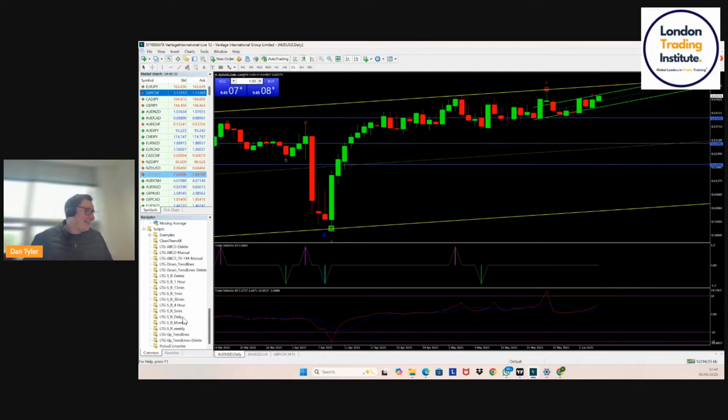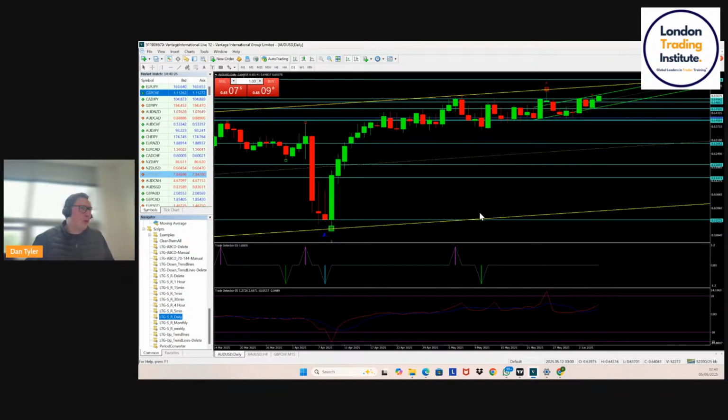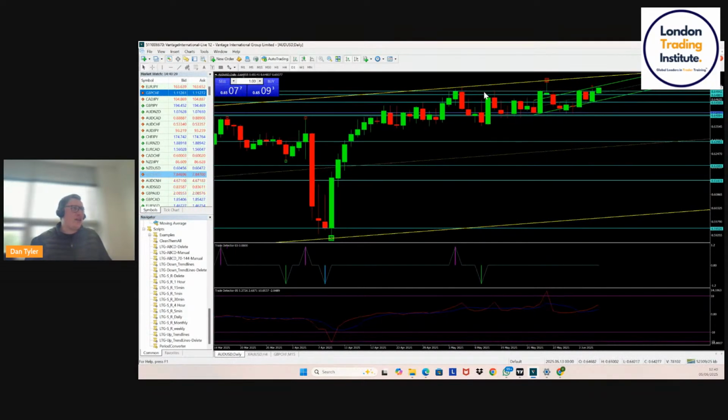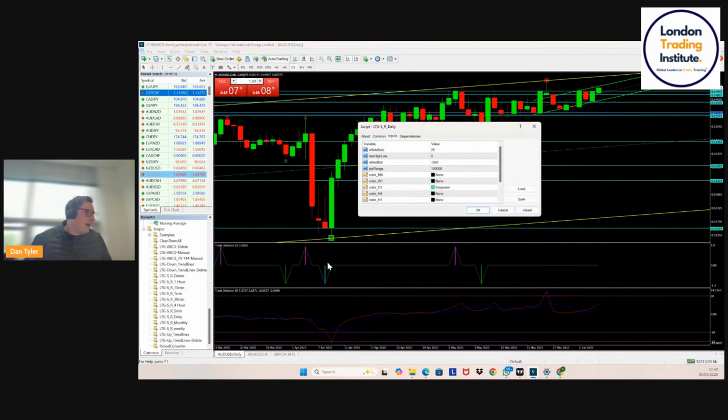Okay. And we can put in our daily support and resistance as well. And you can see clearly that we're bouncing off of these key levels. The best thing about these, they're really customizable. So you can bring down the amount of pips that you're looking at.